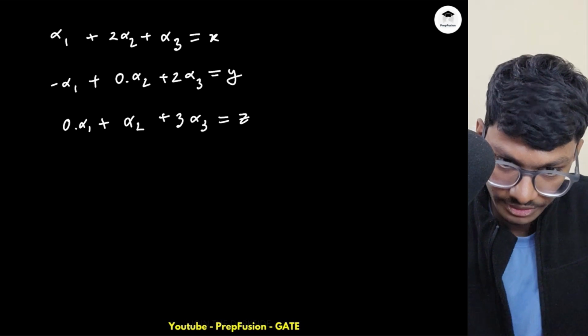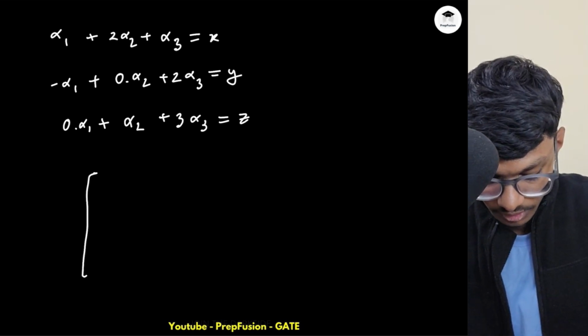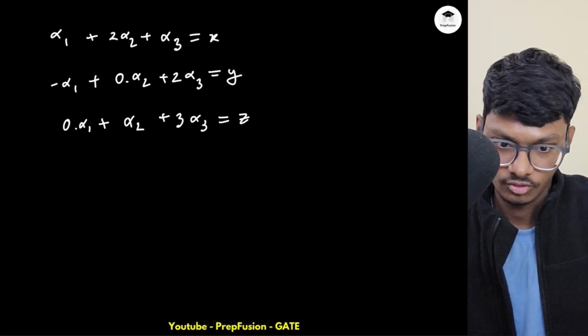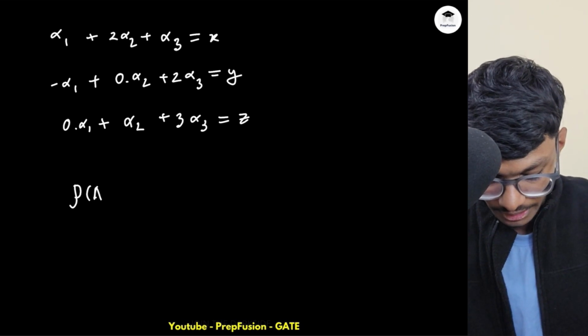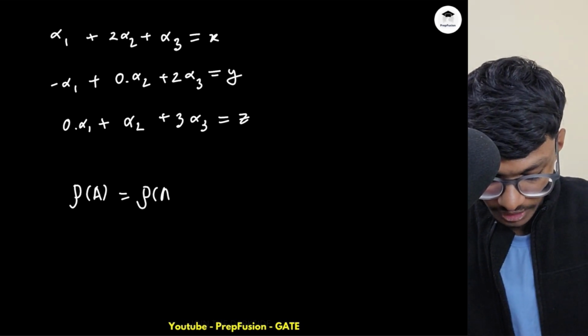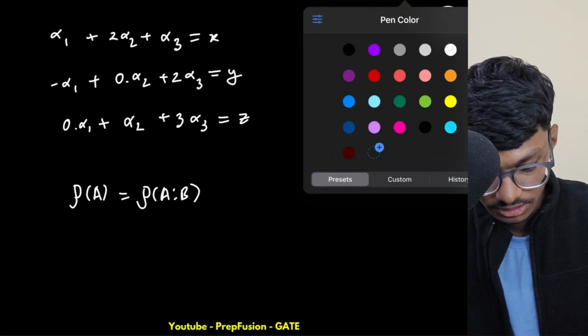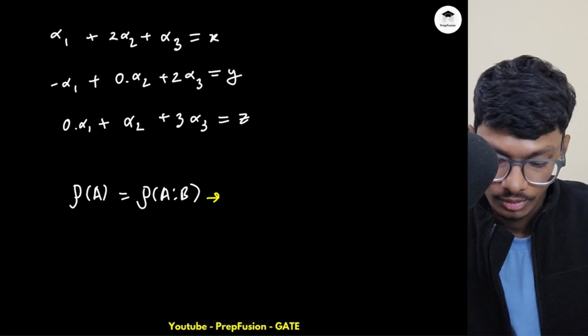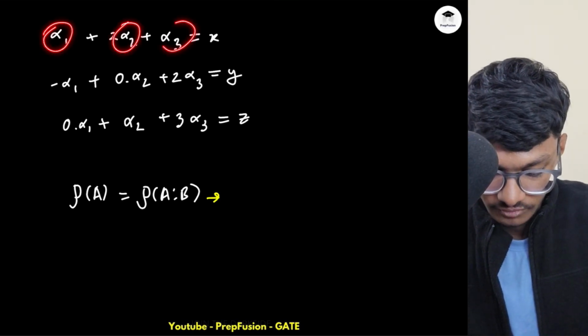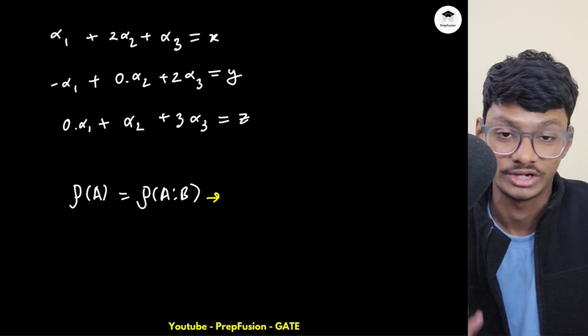Again this is a system of equations. So again I will write this in augmented matrix format. Basically I need rank of A equal to rank of the augmented matrix AB for consistent solutions, right? The same thing, why? Because I need valid values of alpha 1, alpha 2, alpha 3.